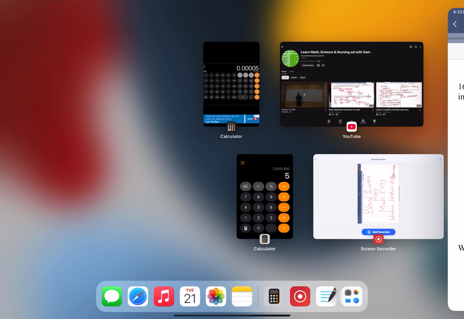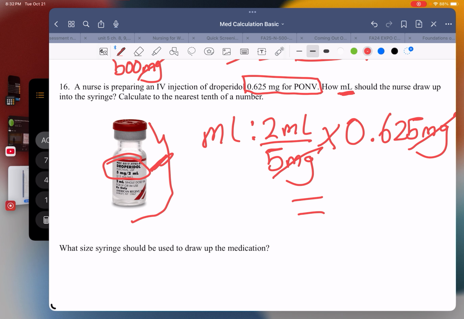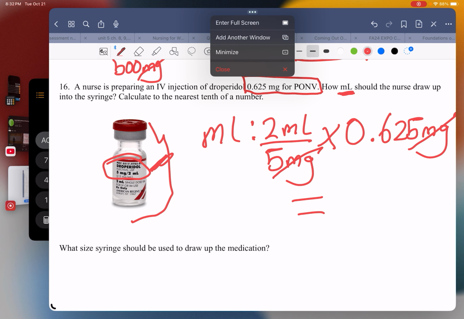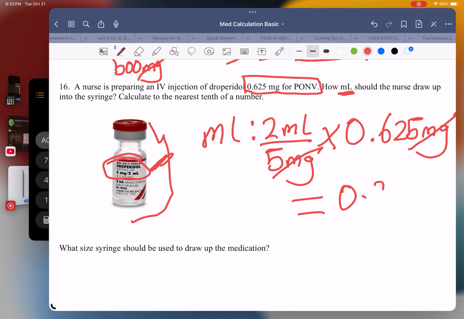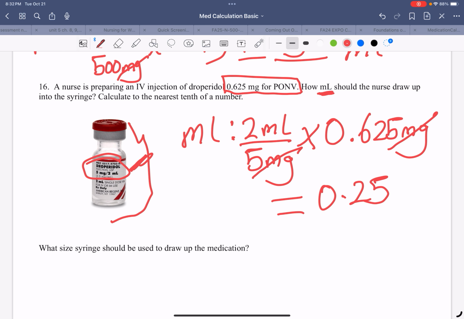Let's give the calculator a call. So then that will just be 2 times 0.625 divided by 5 equals. So let's see the question. So what was the answer? 0.25. But what was the question? Full screen. So now you can see the question: to the nearest tenth. So nearest tenth would just be what? 0.3 milliliter.